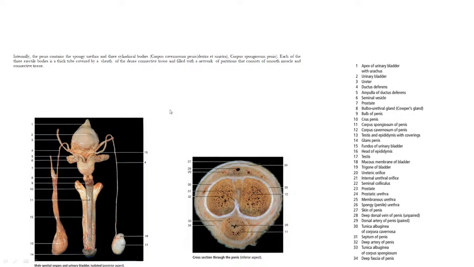Internally, the penis contains the spongy urethra and three cylindrical bodies: corpus cavernosum dextra and sinistra, and corpus spongiosum penis. Each of the three erectile bodies is a thick tube covered by a sheet of dense, transverse connective tissue, and filled with a network of partitions that consist of smooth muscle and connective tissue.